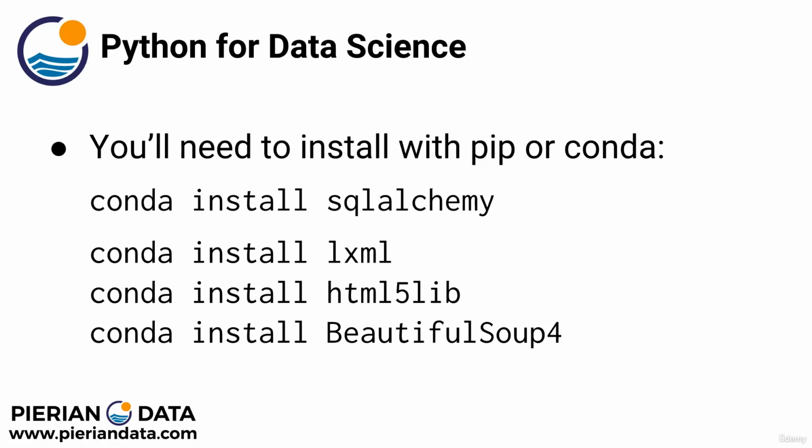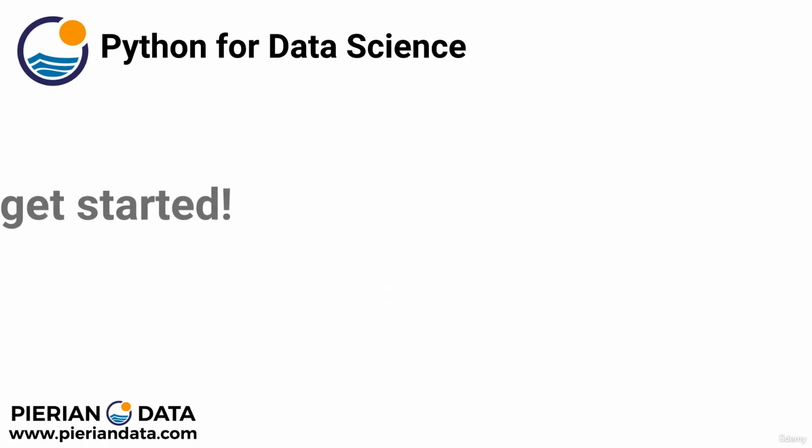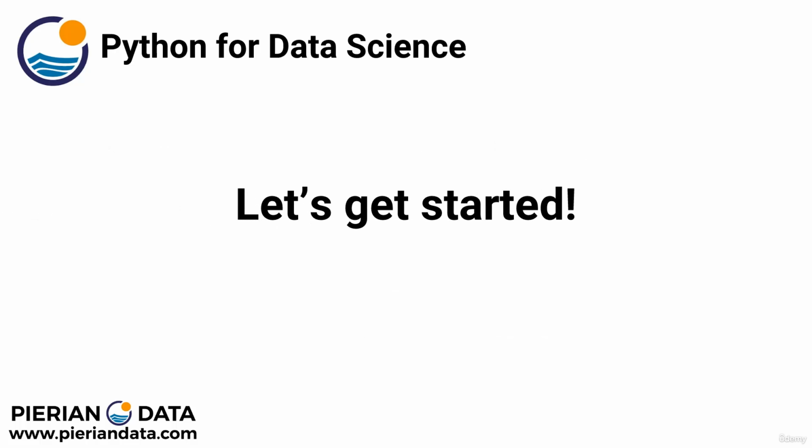In order to work with HTML files and SQL databases with Pandas, you'll need to install four libraries. The instructions are in the notebook, or if you just want to do it quickly, these are the four libraries you need to install: SQLAlchemy, lxml, html5lib, and then the BeautifulSoup4 library. You can do this either with pip or conda. Alright, once you've installed these libraries and referenced the notebook, you're ready to get started. Let's go ahead and jump to the Jupyter Notebook and show you how to read and write files with Pandas.